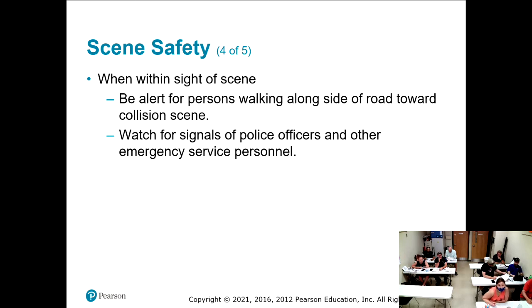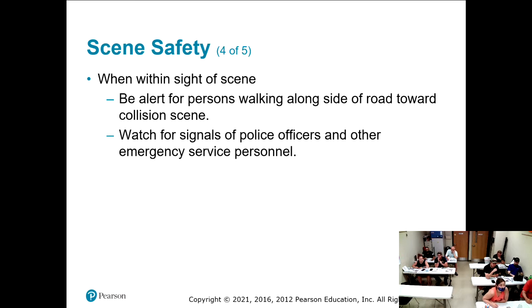When within sight of the scene, be alert for persons that are walking along the side. Also try to keep track of people that you see walking around to make sure that, number one, they're not someone that's trying to get away from it because they know they just crashed. Make sure they're not saying, oh no, I just saw it, see you later, it wasn't me. Keep tabs on all the people that are around that scene. They might be witnesses that can help tell you what happened.